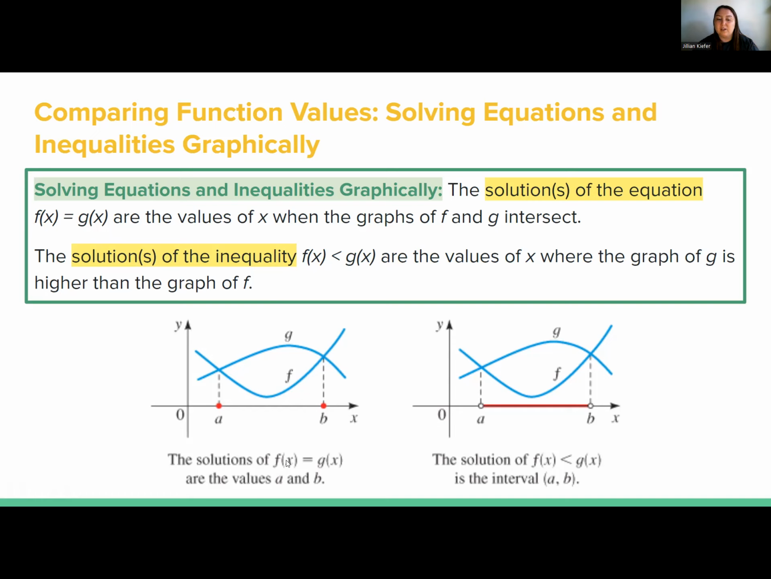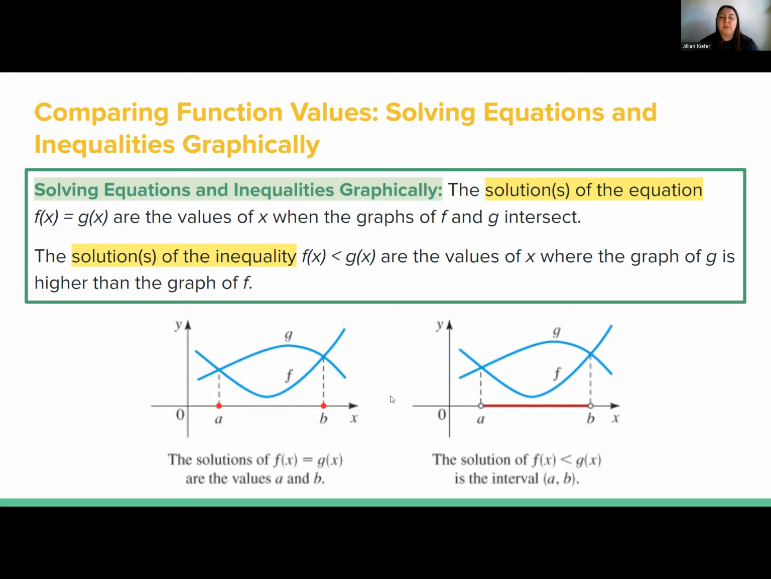So the solutions of f of x equals g of x are the values of a and b. They are the x values. So the x values where those two functions cross each other, those are the solutions. If you're solving an equation, so when they're equal, it's the x values that mark those solutions where they intersect each other.